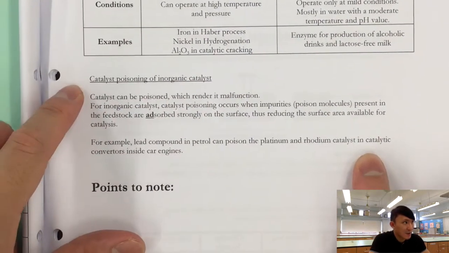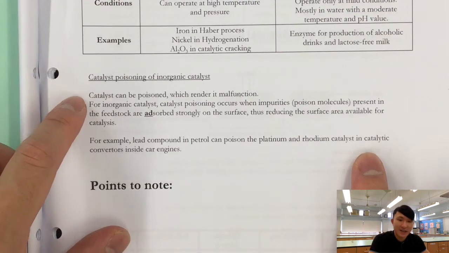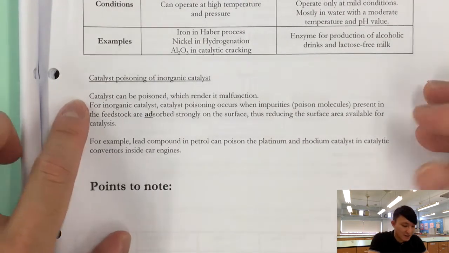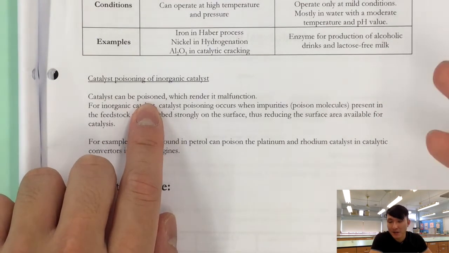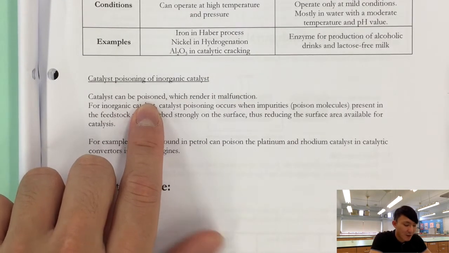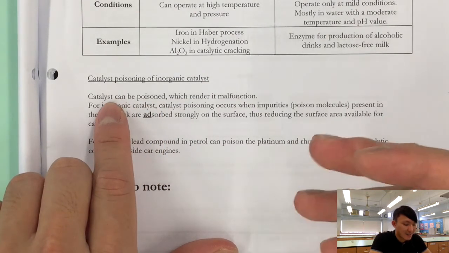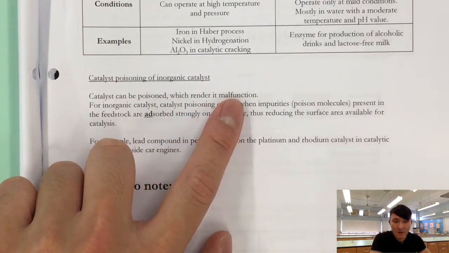You can have a look at these. Now, here we have a term called catalyst poisoning. So often we say a catalyst is poisoned. Now, poison, we only talk about poison when we talk about animals, living things, right? However, when we talk about a catalyst being poisoned, it actually means that the catalyst has lost its function.